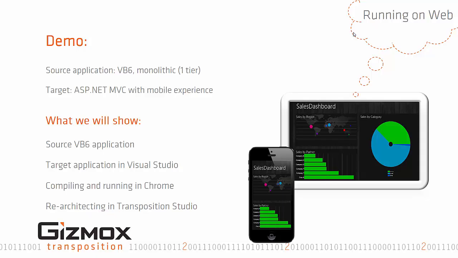So we've arrived at the demo. What we'll be showing is a VB6 business type application, monolithic, one tier, going all the way to an ASP.NET MVC web application with mobile experiences added to the code base. So we'll show the VB6 application in the VB6 IDE. We'll show the ASP.NET MVC application as created, opened in Visual Studio, compiling and running in Chrome. And then we'll also briefly look at the process, the way it is run in Gizmox Transposition Studio, the tool that is used for this transformation.